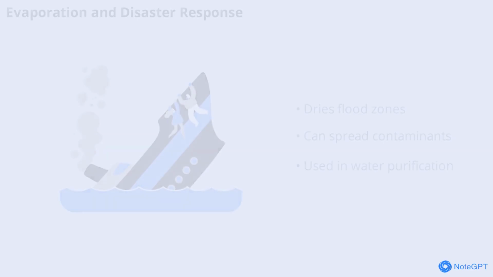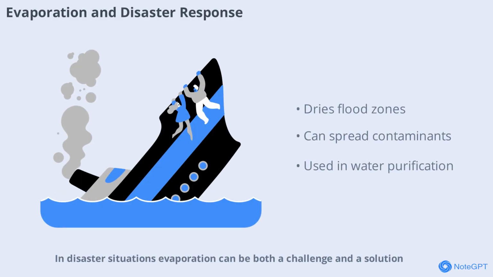In disaster situations, evaporation can be both a challenge and a solution. After floods, evaporation helps dry out affected areas, but it can also spread contaminants. Emergency teams sometimes use evaporation to purify water or speed up recovery. Understanding evaporation is crucial for effective disaster response and recovery.